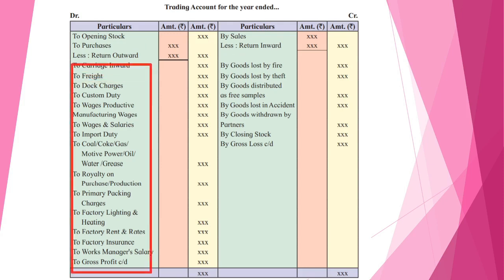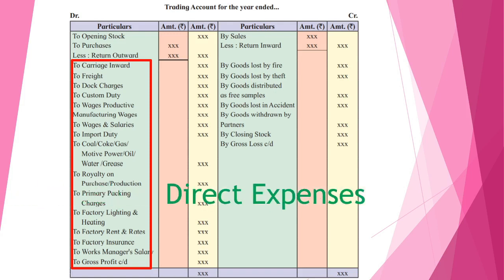Secondly, the thing which is after purchases, that is the expenses related to production or related to raw material, for example carriage inward, freight or dock charges. Such types of expenses can be considered under direct expenses. So whenever such a type of ledger account is there, say for example factory rent or factory insurance, then we are going to assign the direct expenses group to it.